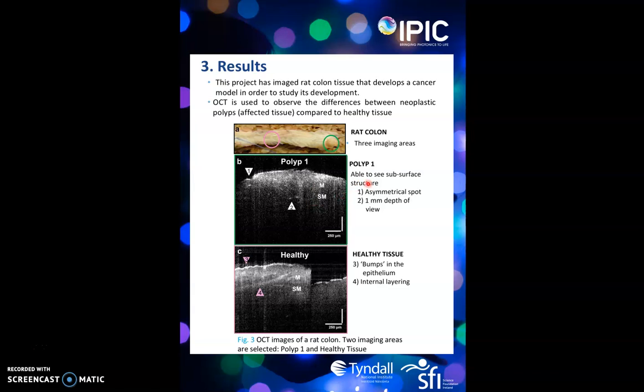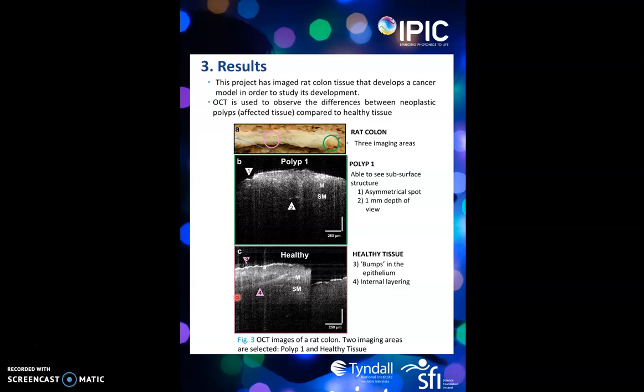If we see our first polyp, we can see in point number 1, we can see like an asymmetrical growth on the surface. We can see also internal spots with different backscattering properties. And what's very powerful about OCT is that the penetration depth in this direction is about 1 millimeter with a resolution of 10 micrometer. And finally, if we compare our polyp with a healthy tissue, we can see it has a layer with bumps in the epithelium, and most importantly, we can see this internal layering inside the healthy tissue. So those parameters will allow us to differentiate between one another.